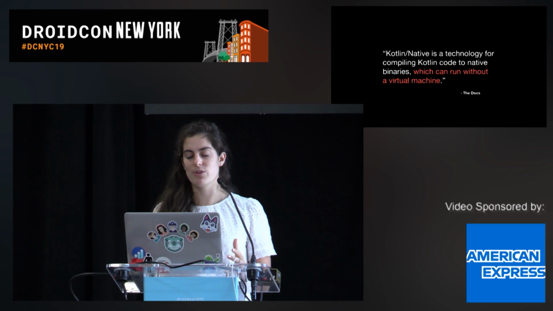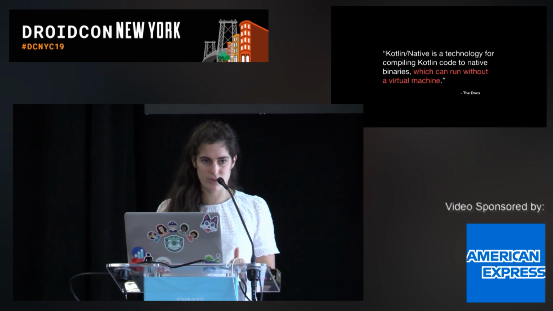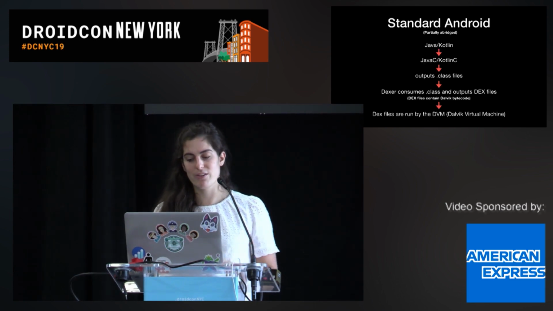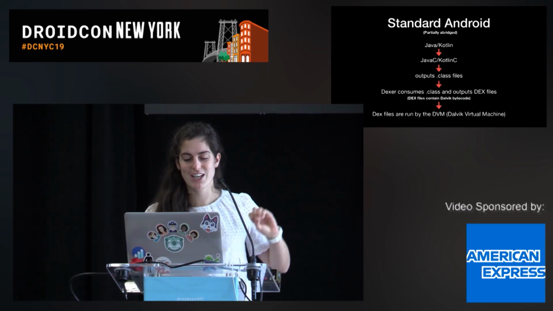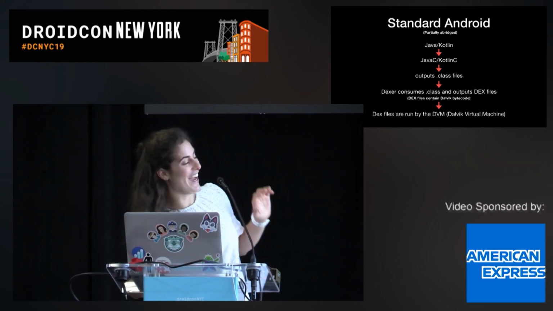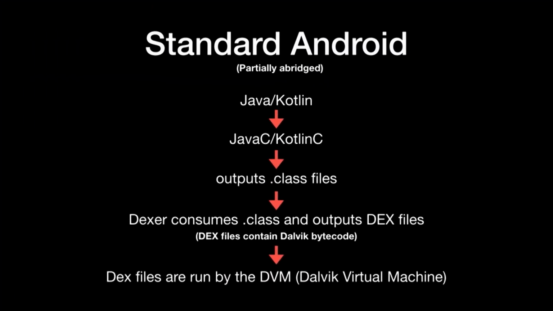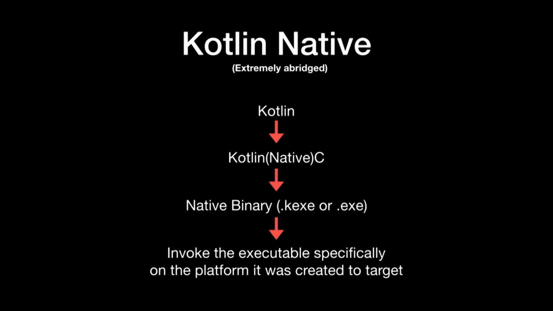Now, what is Kotlin native though, which I think is also a point of confusion? It's basically just something which can output a native binary that runs without a virtual machine. Why do we care about things running without a virtual machine? Well, it stands in contrast to this extremely abridged Android build system. Someone at Google is cringing right now that I put this on a slide. Basically, you have your Java and Kotlin code, it compiles into class files, the dexer takes those in, outputs dex files which contain the Dalvik bytecode, and then that runs on the virtual machine. In Kotlin native, we don't have that VM layer, we just have Kotlin with our compilation, which outputs an executable that you can run specifically on whatever it was targeted for.